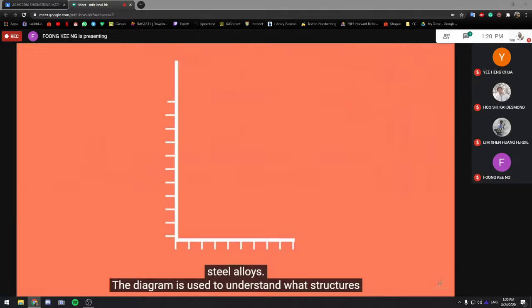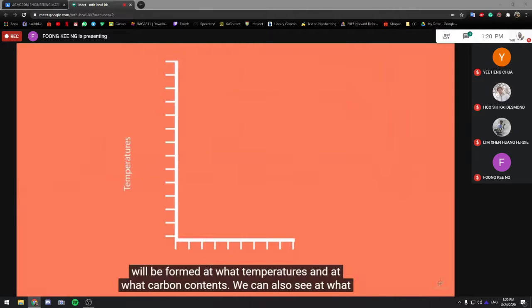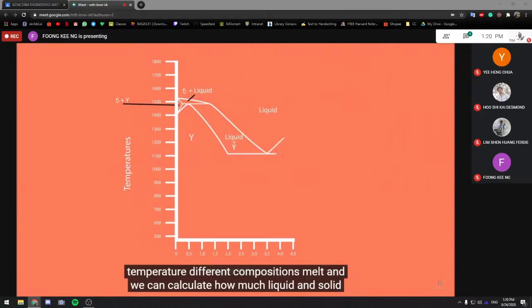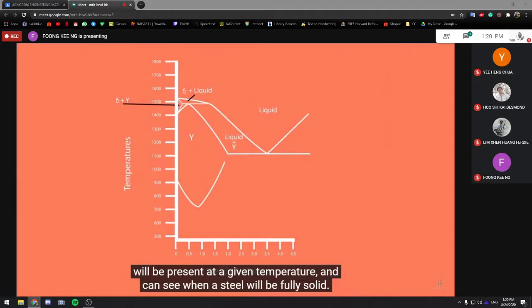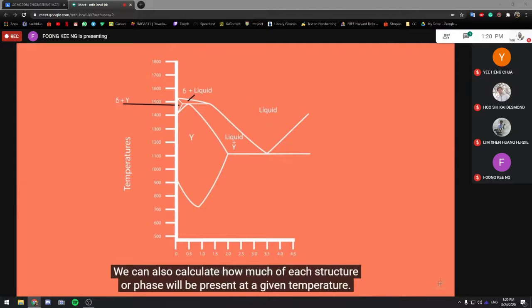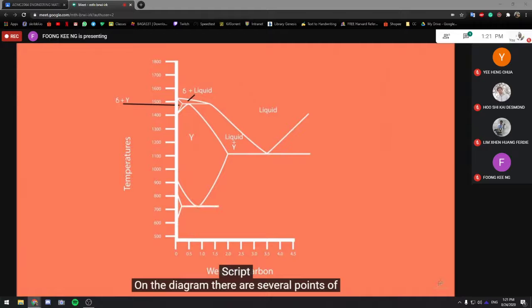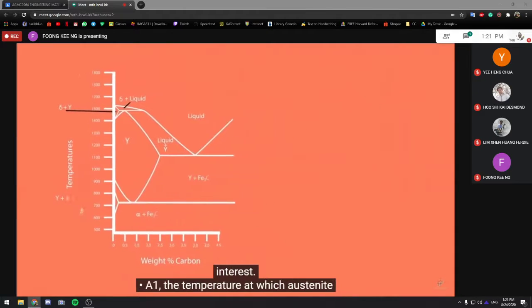The diagram is used to understand what structures will be formed at what temperatures and at what carbon contents. We can also see at what temperature different compositions melt, and we can calculate how much liquid and solid will be present at a given temperature, and can see when a steel will be fully solid. We can also calculate how much of each structure or phase will be present at a given temperature. On the diagram there are several points of interest.